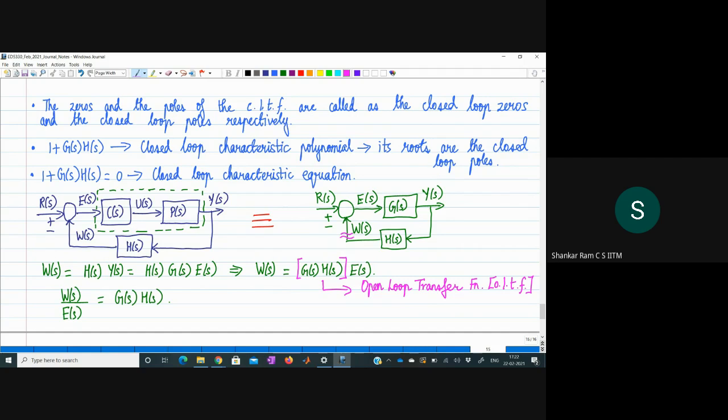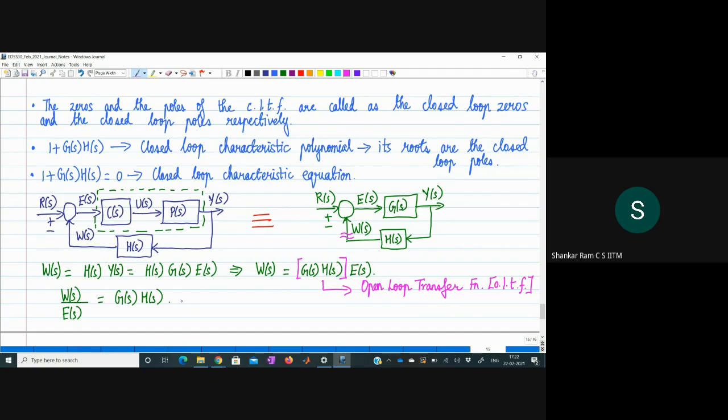The adjective open loop before the term transfer function does not indicate that we are dealing with an open loop control system. So please keep that in mind. There is a subtle difference between the transfer function of an open loop control system, which is completely different, and the open loop transfer function that we have defined here.